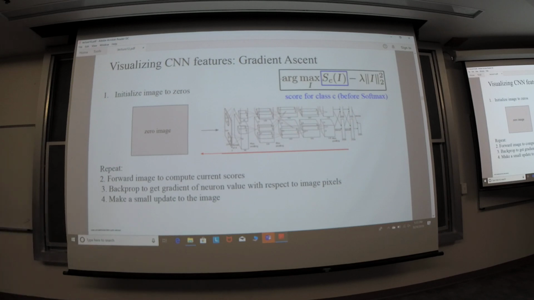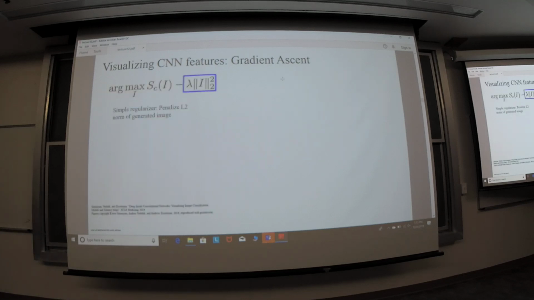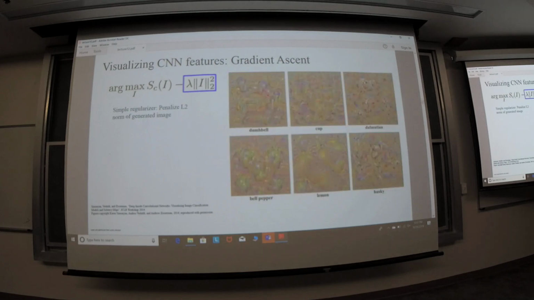It is called a saliency map. So is this saliency map the I? In this case, it's not a saliency map. We are trying to generate an image. So using this method, we select a class called dumbbell, and this basically is the image that we could generate, which leads to the maximization of the score of dumbbell.